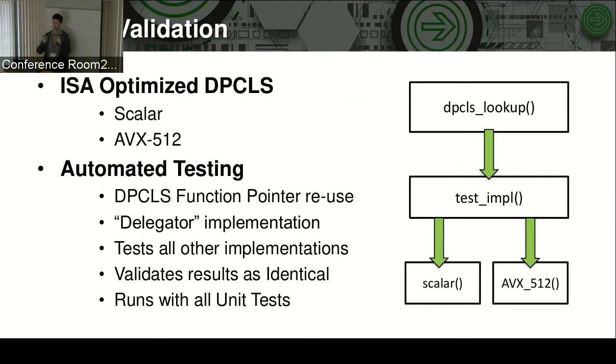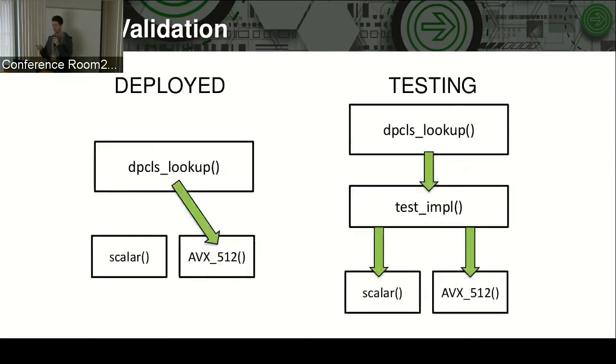So instead of going directly from the DPCLS lookup function here on the top left into an implementation of that lookup, we're going to be on the right-hand side of the diagram, where we have the testing. We're going to go from the DPCLS lookup itself down to the testing implementation of that DPCLS subtable search function, and we're going to check the scalar version, and any optimized versions with AVX 512 instructions or otherwise. And we're going to compare the results.